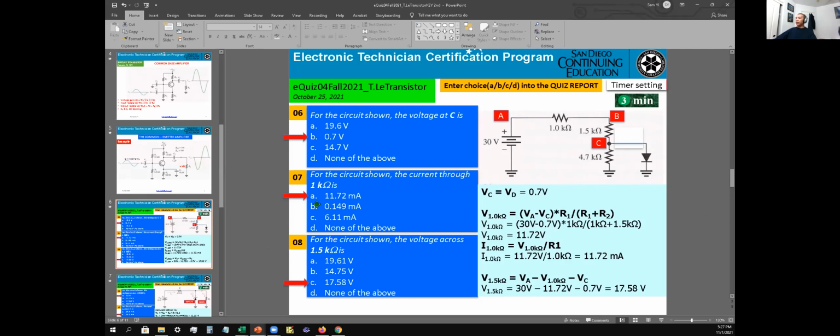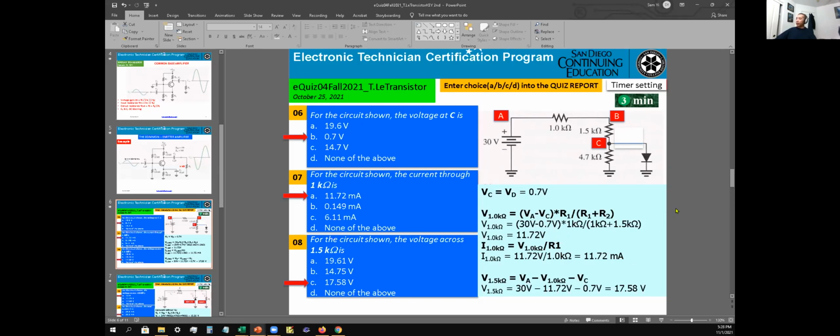Okay, so the answer is A, 11.72 milliamps. First, you have to figure out the voltage drop over this 1K resistor, and that's what I was able to do by using the voltage divider. Apply the voltage divider and do that calculation. It gives you 11.72 volts, and then you use that to calculate the current, which comes to 11.72 milliamps. So the answer is A, as in apple, for number 7.